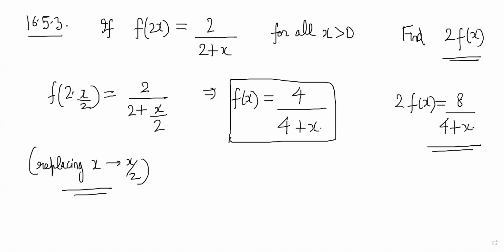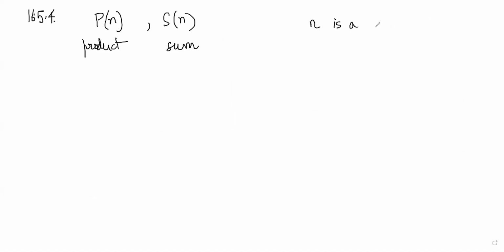16.5.4. Let Pn and Sn denote the product and the sum, respectively, of the digits of the integer n. For example, P of 23 equals 6 and S of 23 equals 5. Suppose n is a two-digit number such that n equals Pn plus Sn. What is the units digit of n?